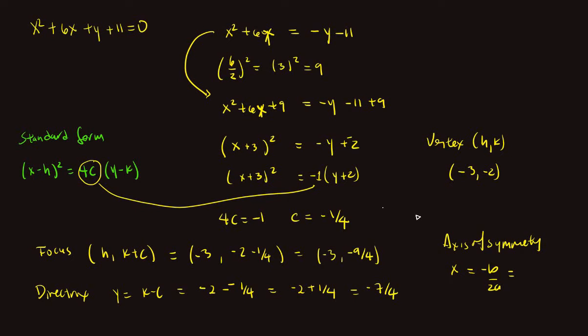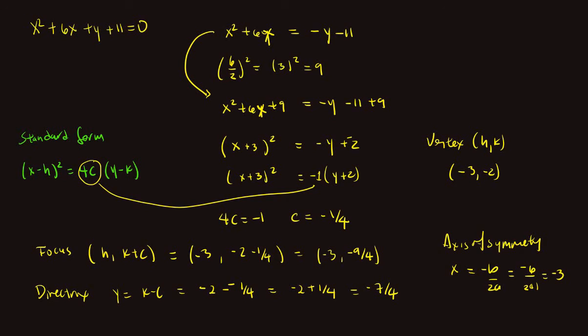The coefficient is going to be minus 6 divided by 2 times 1. It's going to give us negative 3. So now we know the axis of symmetry is negative 3, and the vertex is negative 3 and 2. The focus is negative 3 and negative 9/4, and the directrix is negative 7/4. So let's scroll down a little bit and let's plug this thing in the graph.